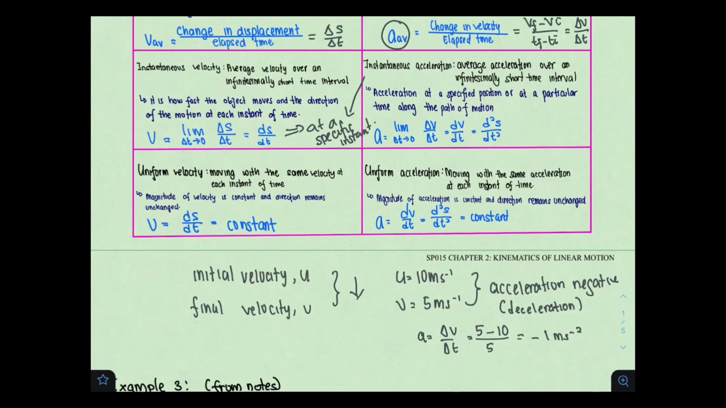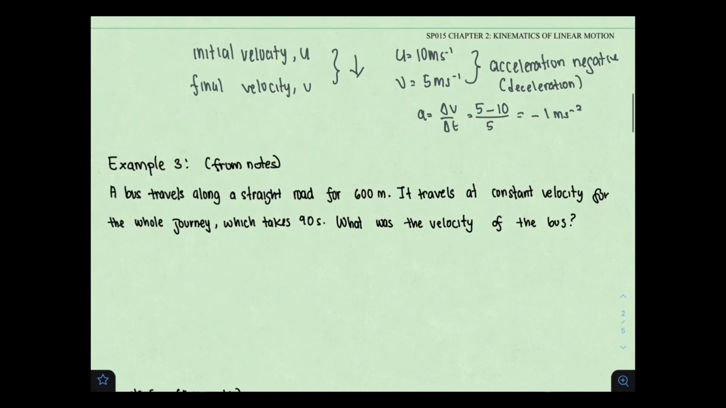Alright. Okay, jom sekarang kita sama-sama tengok example 3 dalam nota kamu. Your example 3 from your notes is basically about average velocity. Okay, dia nak cakap pasal average velocity dekat sini. Okay, what we have in the question adalah a bus travels along a straight road for 600 meter. Maksudnya kita ada bus.